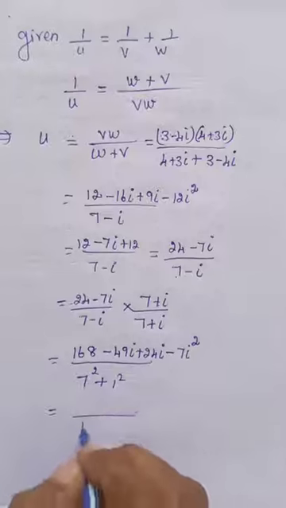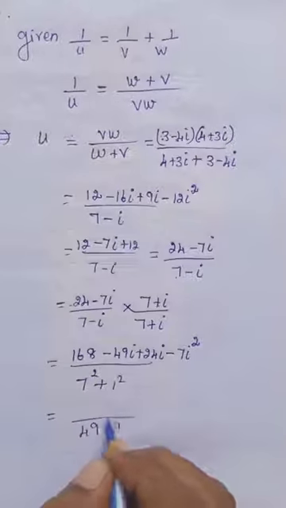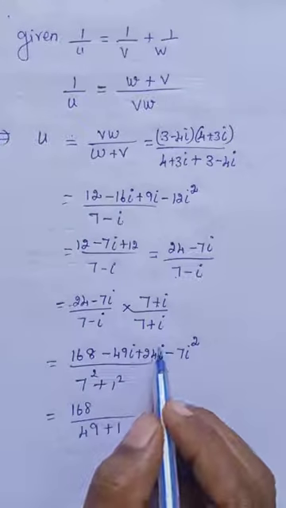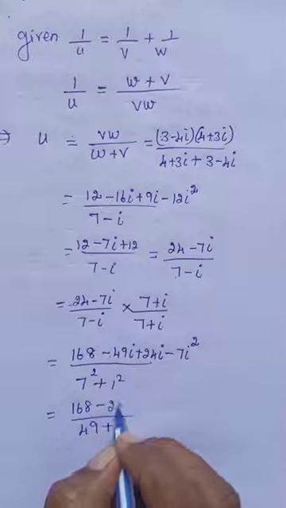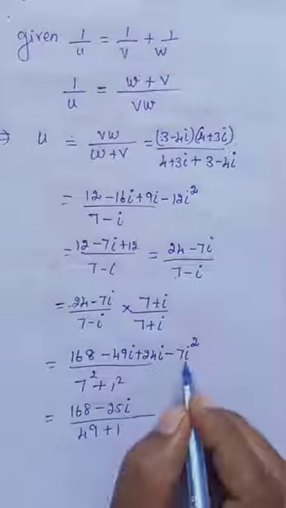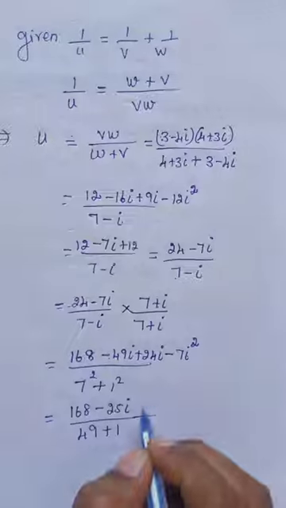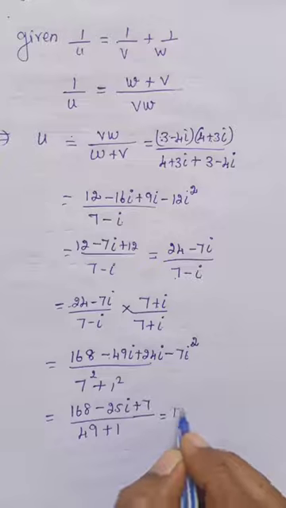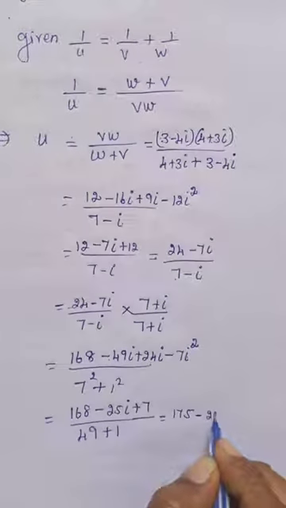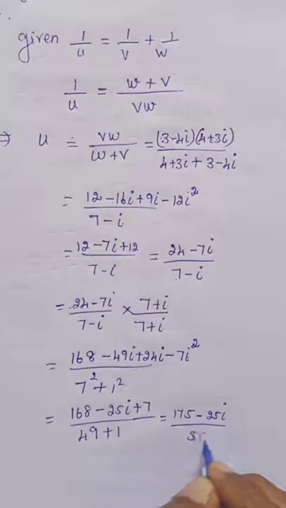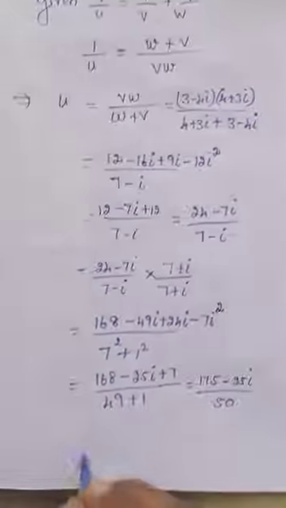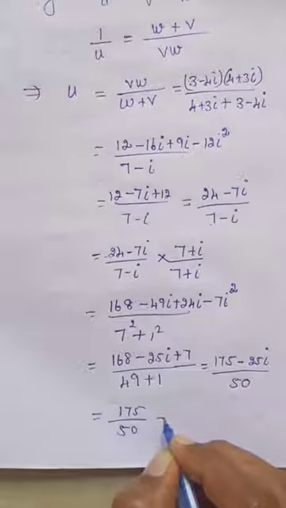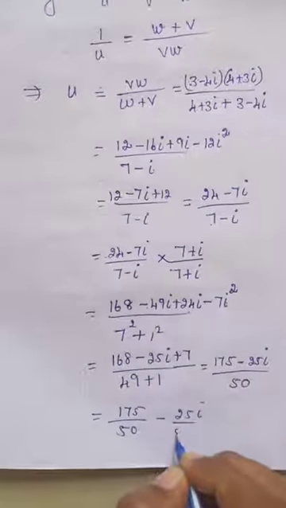So the denominator is 49 plus 1. This is 168 minus 49i plus 24i, that is minus 25i. i square, the value is minus 1, so it will become plus 7. Therefore 168 plus 7, 175 minus 25i divided by 50. Now separate the real and imaginary part. So we may get 175 by 50 minus 25i by 50.